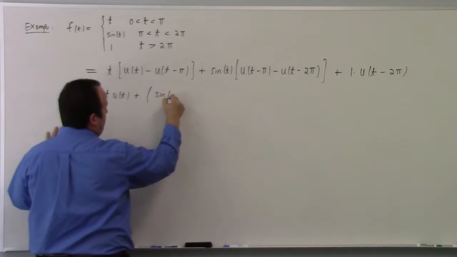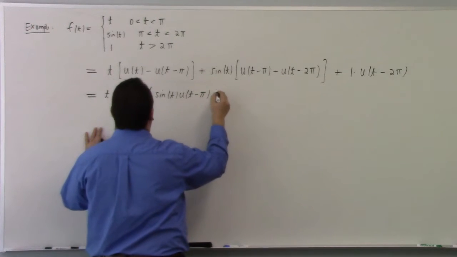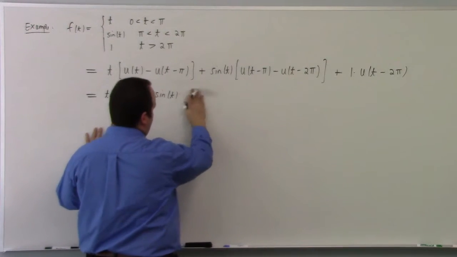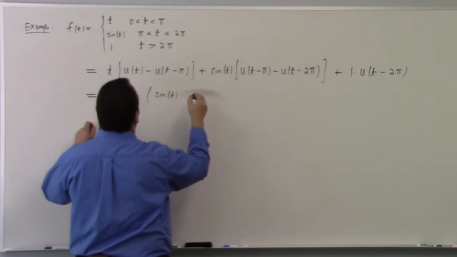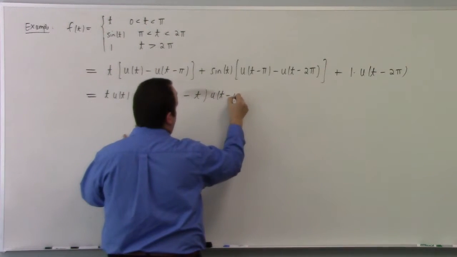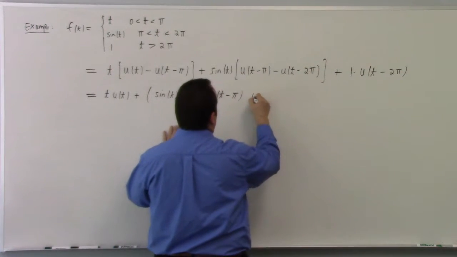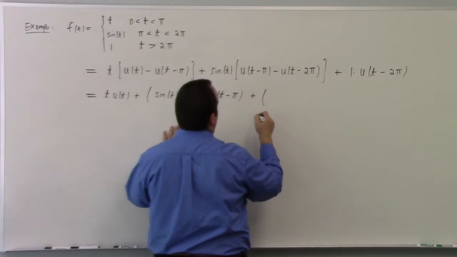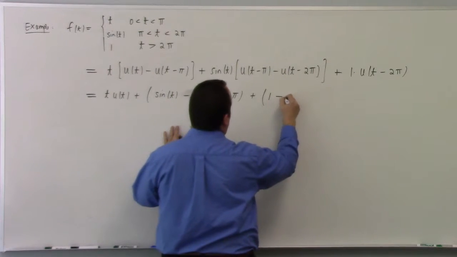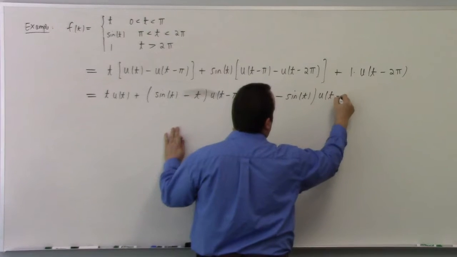So this is sine of t, u of t minus pi. Oh, I'm sorry, I was going to put that outside here. Sine of t minus t, right? U of t minus pi. And let's see here, plus what? 1 minus the sine of t, u of t minus 2 pi.